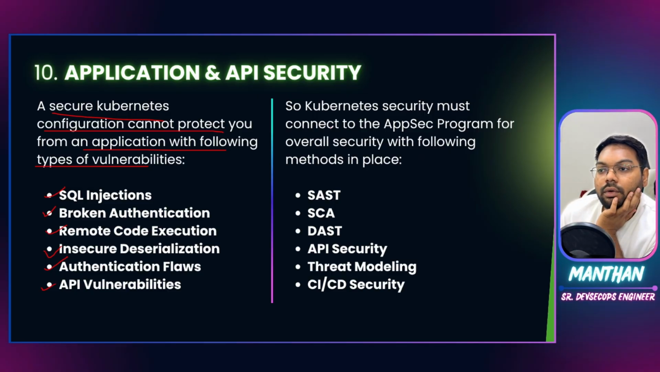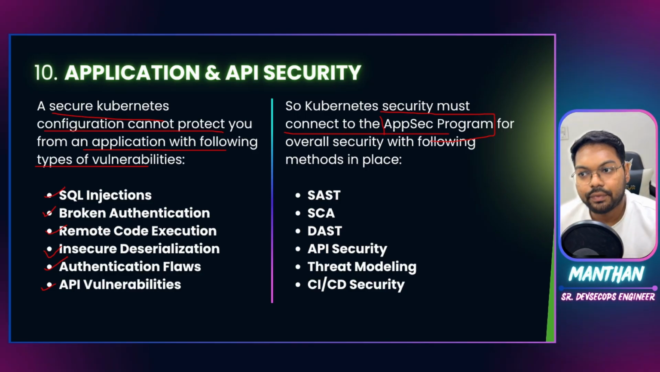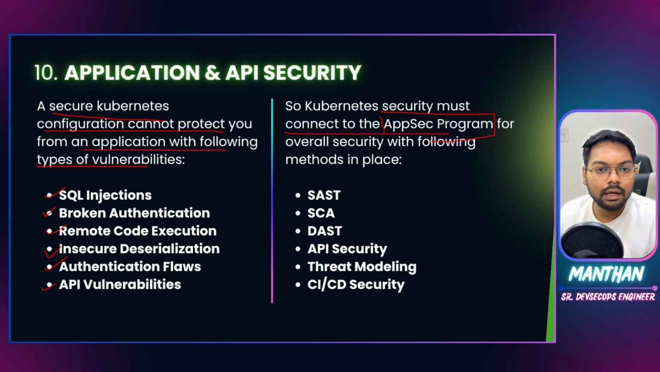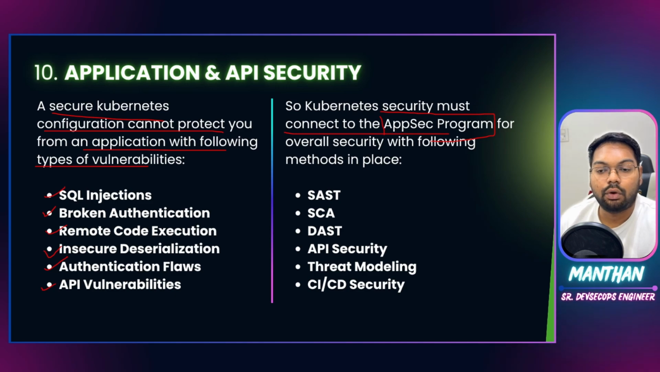So Kubernetes security must connect to the AppSec program. That is the most important thing, because even if you have overall security for your cluster, but the application is not secure per se, then it can leak data, it can compromise your workloads, it can harm your entire security controls in a lot of different ways just because of the application.